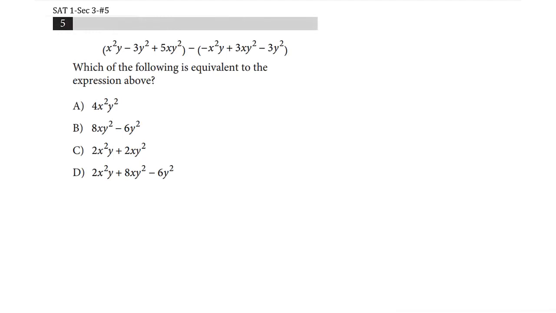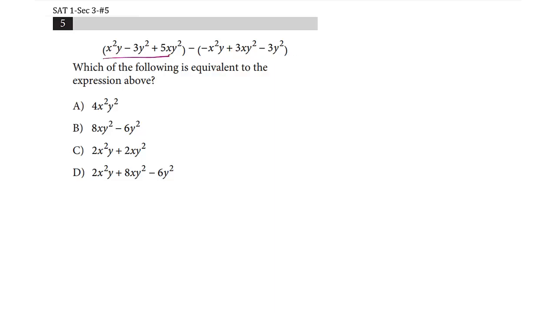Lesson 1, Simplifying Expressions. There are 13 questions on this lesson. Every question on the SAT is checking to see if you know a very specific skill. This question is no exception, and if you read, it's saying which of the following is equivalent to the expression above. Simply put, we are trying to see what's going to result when you subtract these two expressions.